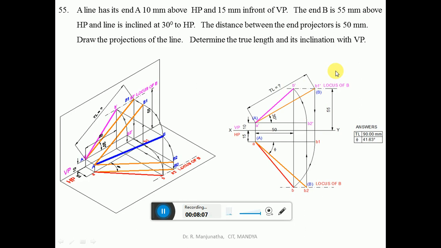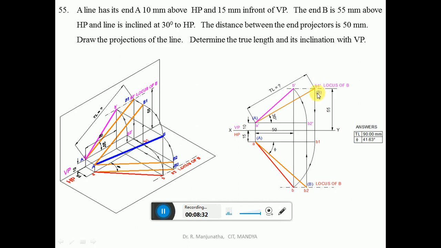You mark this point as locus of B. Then, the line is inclined at 30 degrees to HP, so we know that it is the true inclination of the line. With A dash as center, using the protractor you measure an angle of 30 degrees and draw an inclined line such that this line cuts the locus of B at this point. You mark this point as B1 dash.